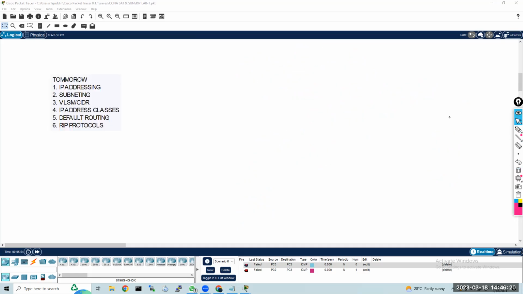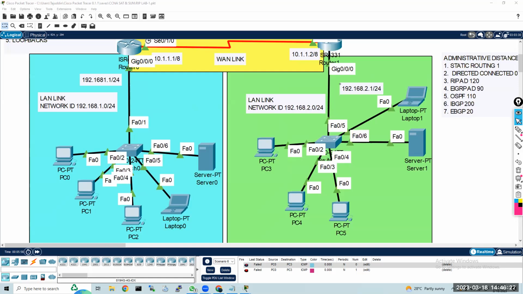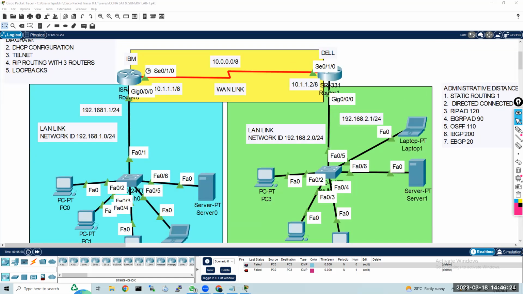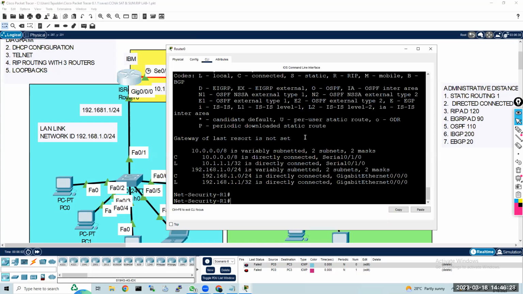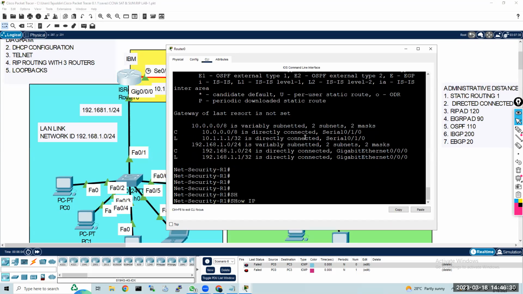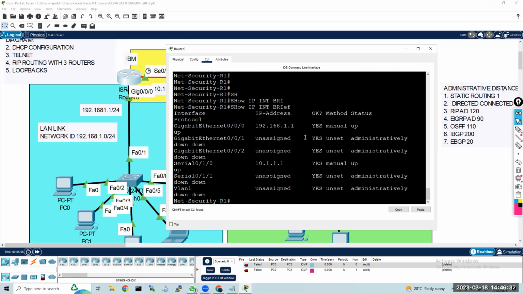Okay, so let's configure this RIP now. The configuration is very simple compared to your static routing. Right now we can check the IP addresses, guys. Show IP interface brief. Right now we have configured the 192.168.1.0 network and the 10 network. There is no communication yet.